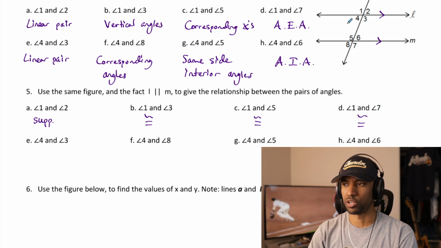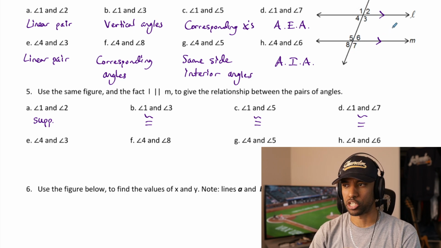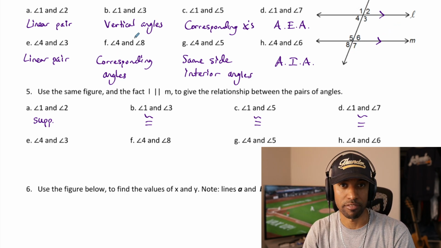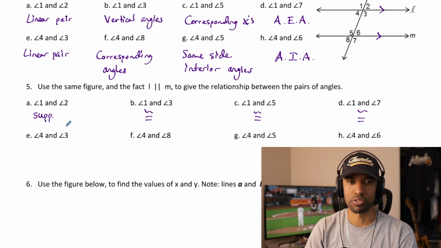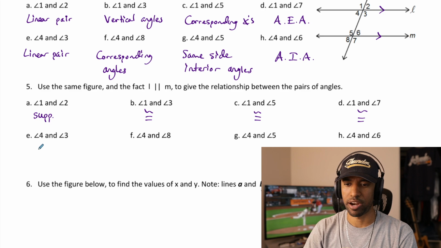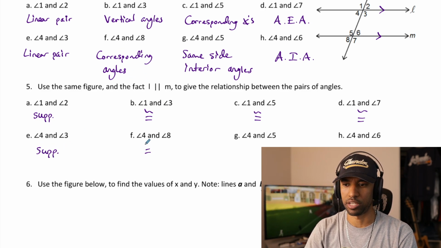Alternate exteriors are congruent. You can kind of just tell when you look at it, hey, obtuse, obtuse. I'm not saying that just because they're obtuse, they're congruent, but if you have a choice of congruent or supplementary, I mean, I've brought that up in other videos. Angles 4 and 3, that was another linear pair there. Those are also supplementary. Another set of corresponding angles will be congruent.